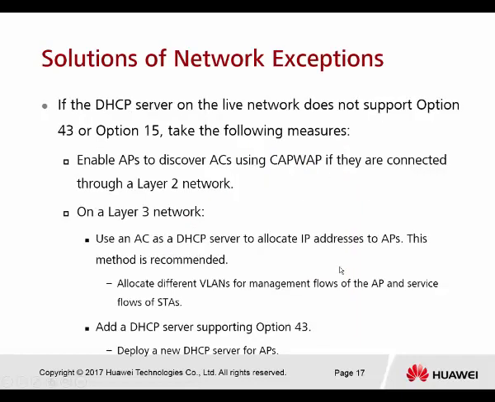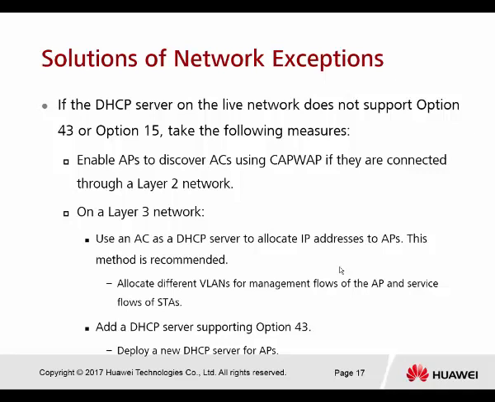So, the solution for the network exception. If the DHCP server on the live network does not support option 43 or option 15, take the following measures. Enable the AP to discover the AC using CAPWAP if they are connected through layer 2. For a layer 2 network, it will be very simple. As long as the AP can ping the AC on the layer 2 network, they can form the interconnection, so they can always run the auto discovery to form the CAPWAP tunnel.